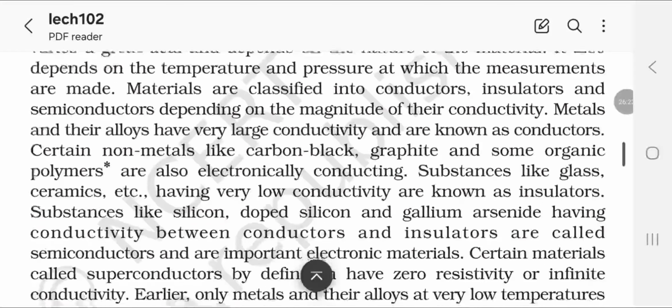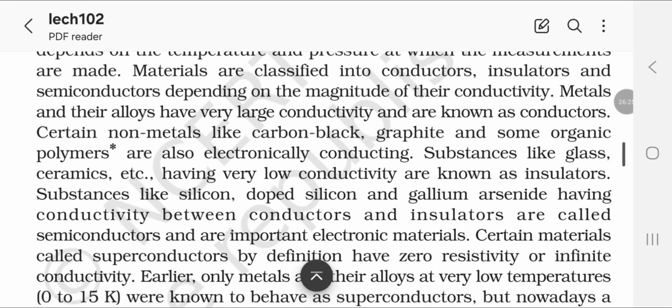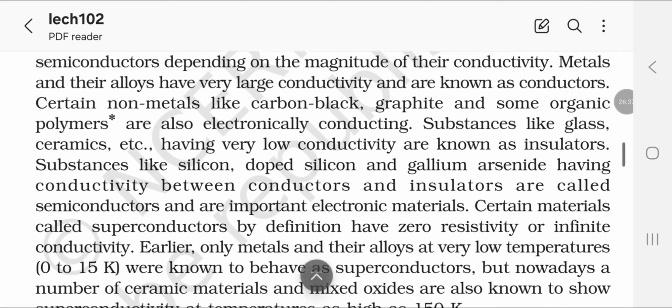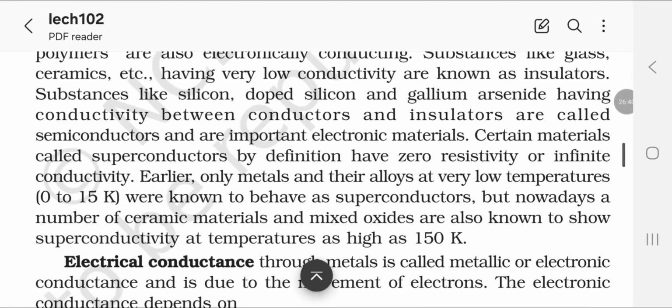Substances like silicon, doped silicon, and gallium arsenide, having conductivity between conductors and insulators, are called semiconductors and are important electronic materials. Certain materials called superconductors have, by definition, zero resistivity or infinite conductivity. Earlier, only metals and their alloys at very low temperatures were known to behave as superconductors, but nowadays a number of ceramic materials and mixed oxides are also known to show superconductivity at temperatures as high as 150 Kelvin.